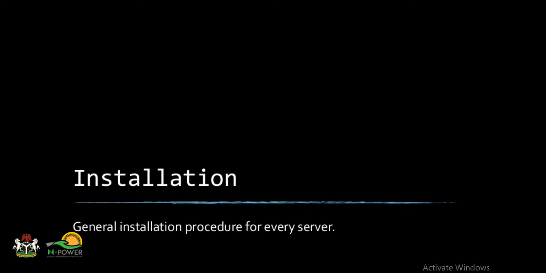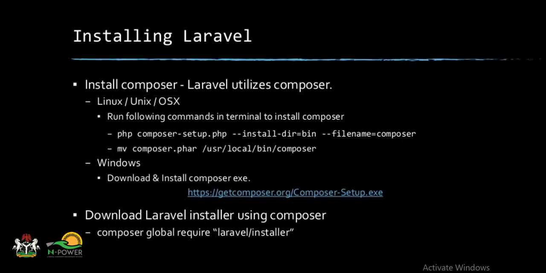Now, let's talk about installing Laravel. Laravel uses Composer for managing dependencies. Therefore, to get Laravel installed on our local machine, we must first ensure that we have Composer installed. Now, to get Composer installed on our system, we will need to visit the getcomposer.org website and then follow the instructions on the website.